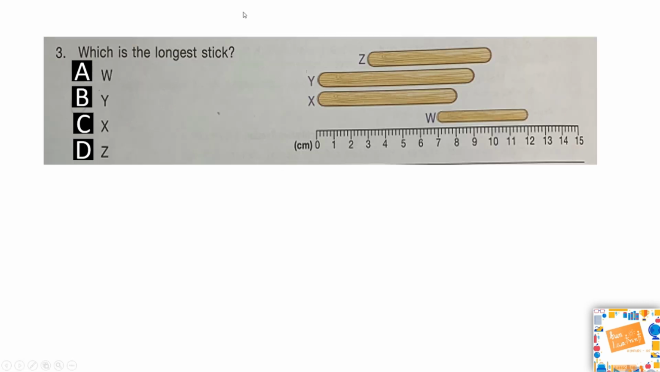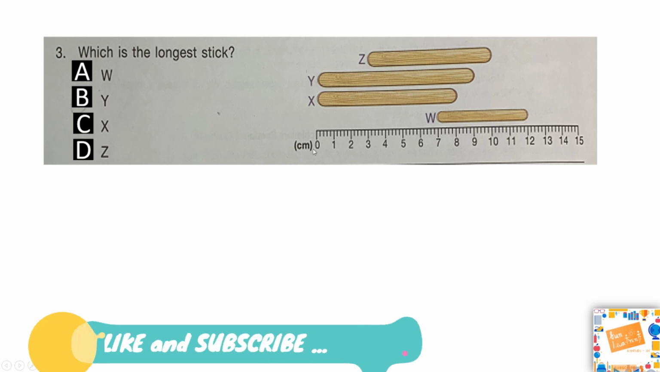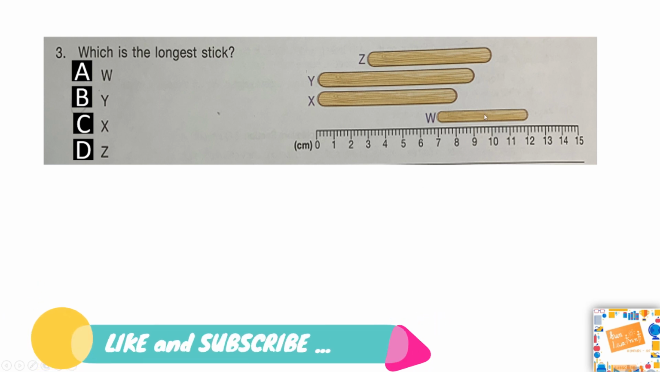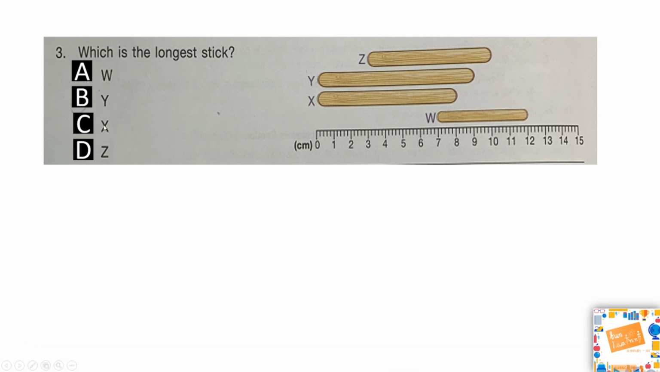The next question is, which is the longest stick? So here you have some sticks on a measuring scale. Let's see if it is option A, W. Is it option B, Y? Is it option C, X? Or is it option D, Z? I'll give you some time. Try this out.